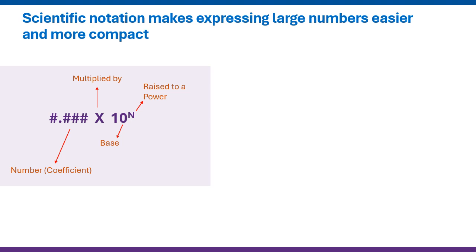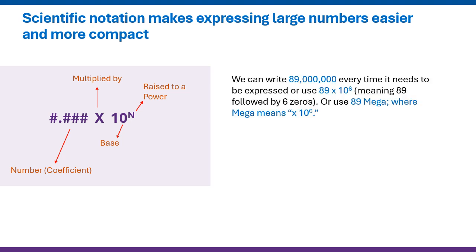Scientific notation makes expressing large numbers easier and more compact. As you can see in the box, we have a format of a number, or a coefficient, multiplied by base 10 raised to a power. So for example, it could be 3 times 10 raised to the power of 2. And that's the basic expression for scientific notation.